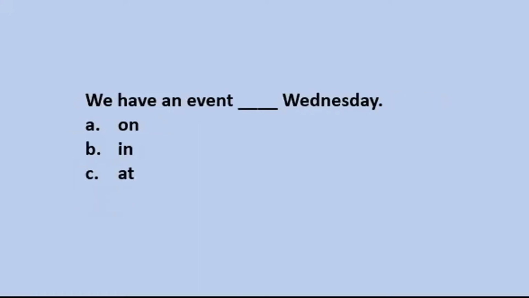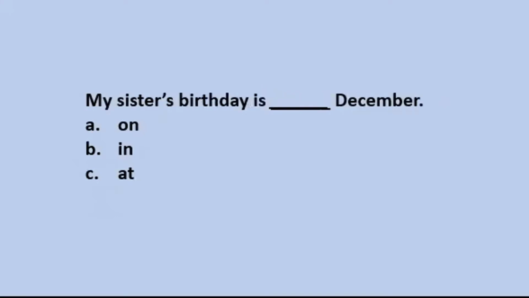Next, we have an event blank Wednesday. A on, B in, C at. If your answer is on, you're correct. Next, my sister's birthday is blank December. A on, B in, C at. If your answer is in, you're correct. My sister's birthday is in December.